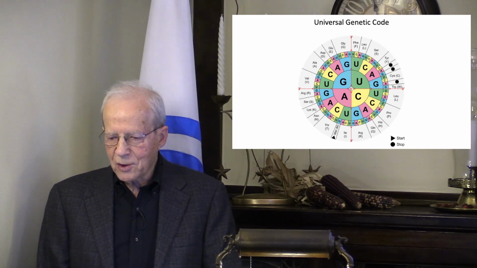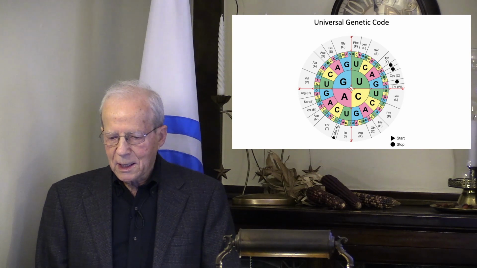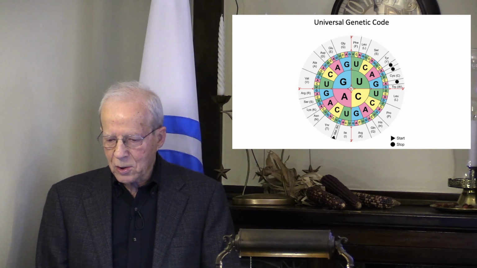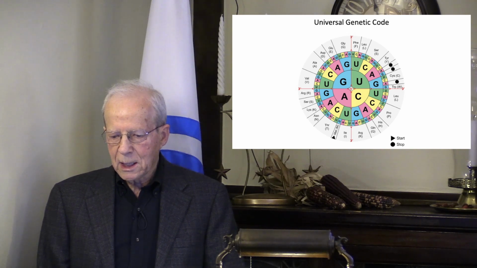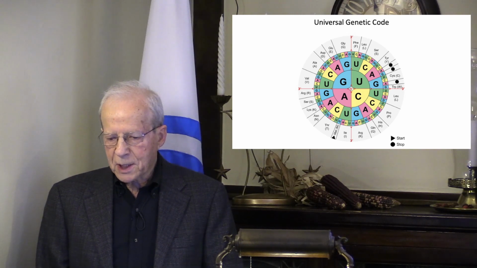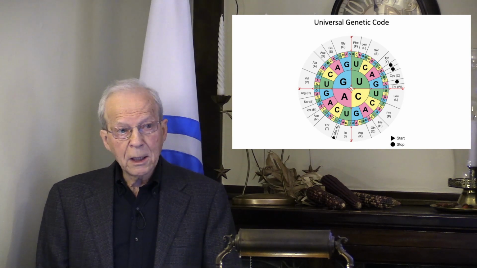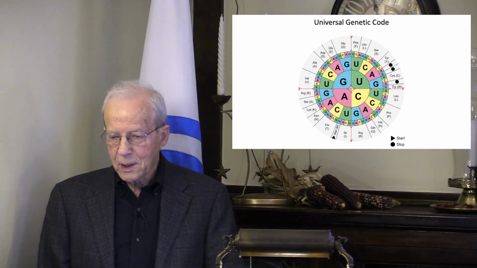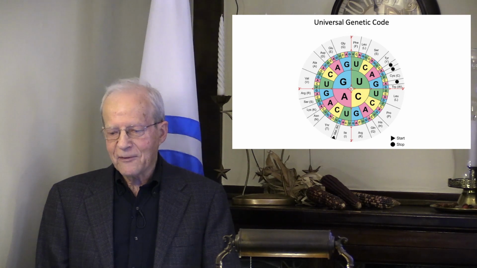Again, because of the universal nature of the code, the same codon encodes the same amino acid, whether it is in an early aquatic plant of 400 million years ago, a reptilian of 100 million years ago, a mammalian of 50 million years ago, or a human being of 500,000 years ago.